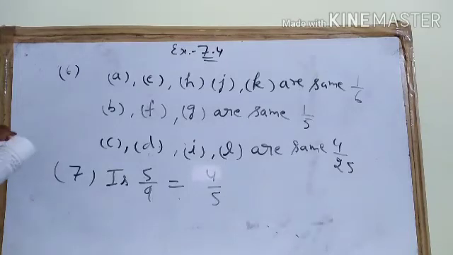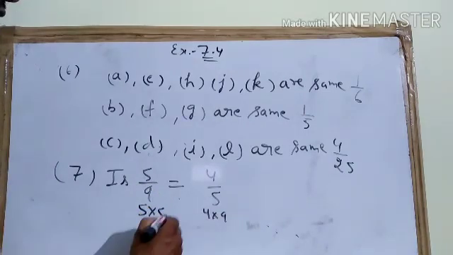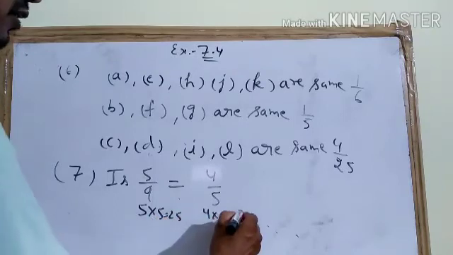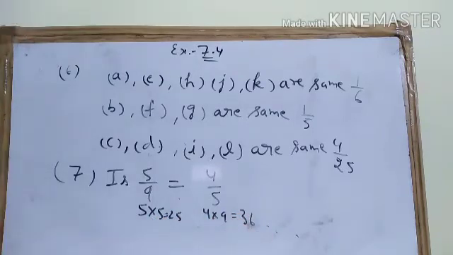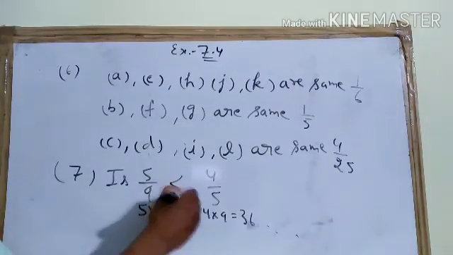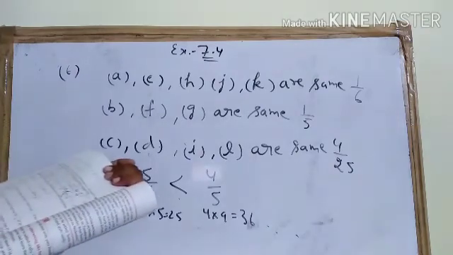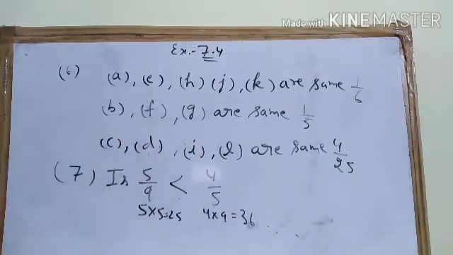Is equal to 4 by 9. It means it will not equal, then it will be big or greater. So we can do cross multiply. 5 multiply 5, 4 multiply 9. We get 25 and here we get 36. 36 is big and it is coming below 4 by 5. That's why 4 by 5 is greater. It means they both are not equal. In this way you can do all the parts.